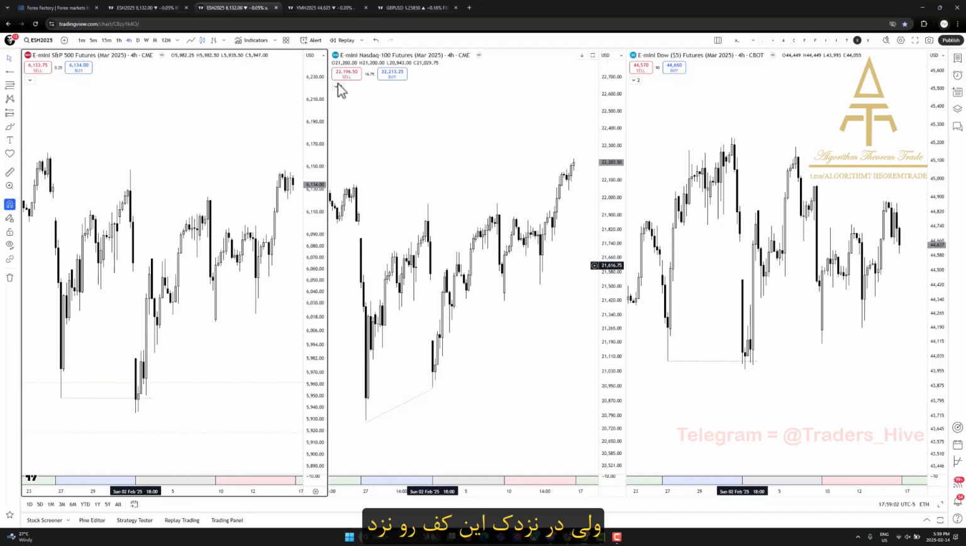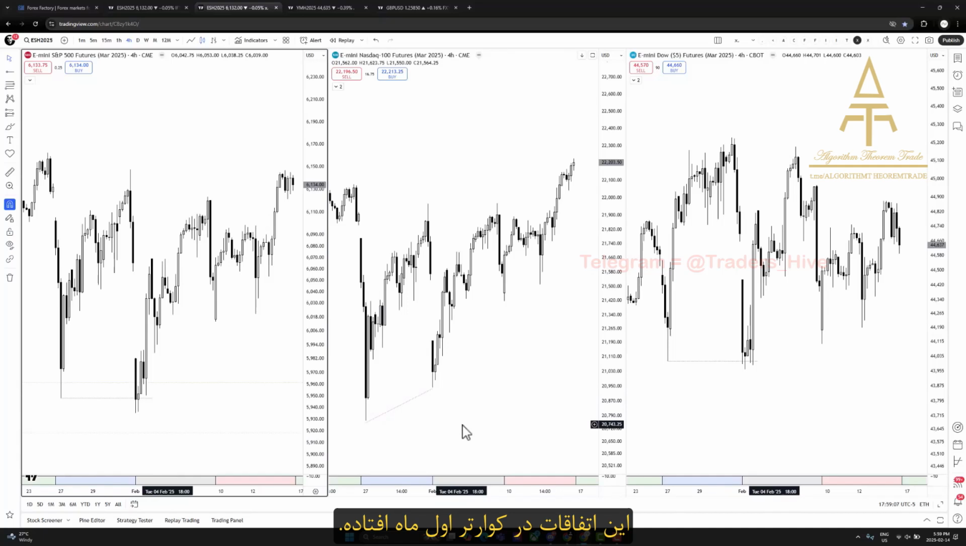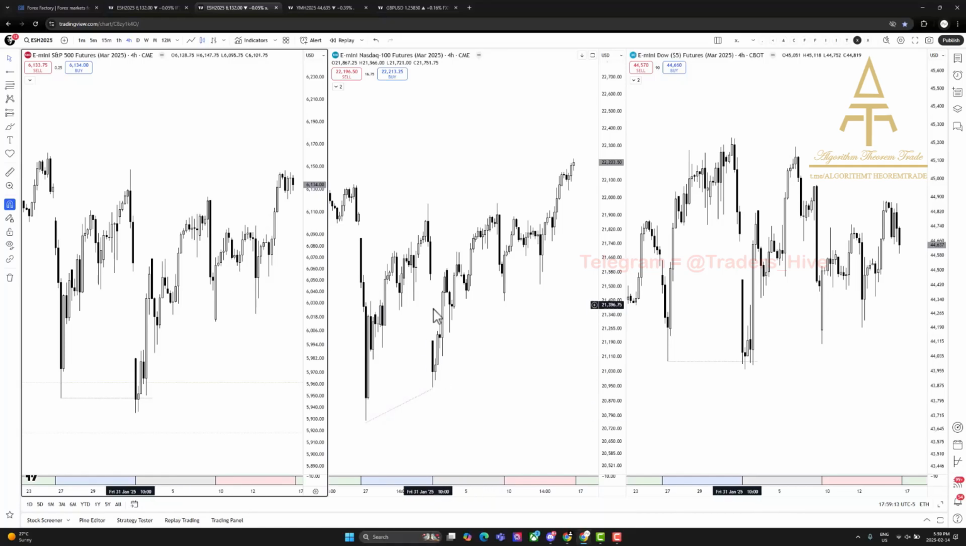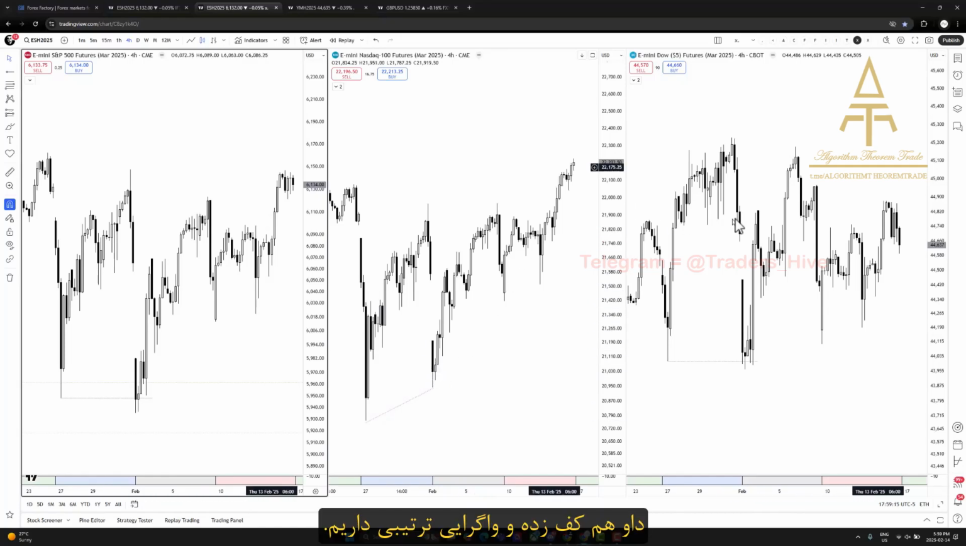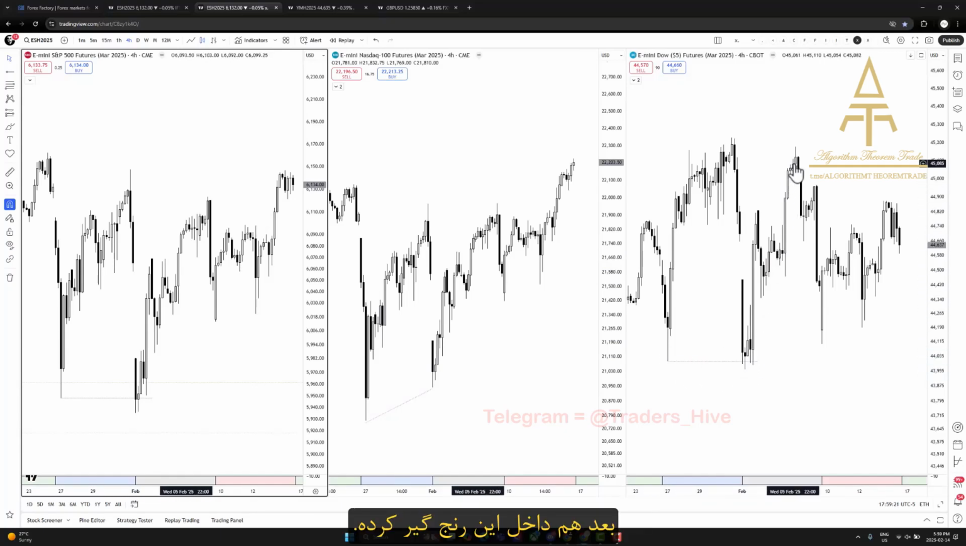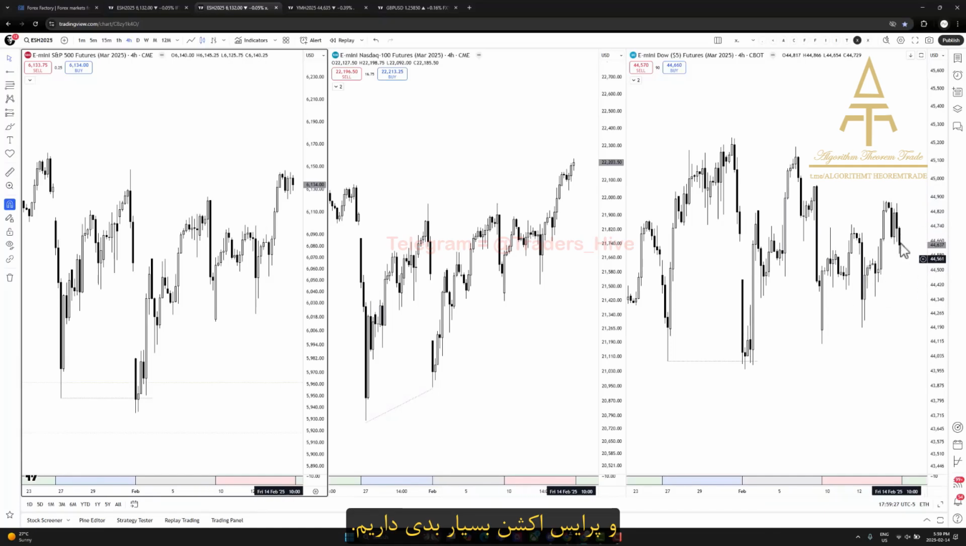And here, for the NASDAQ, you can see that we failed to take this low out during this first quarter of the month. Price traded higher. Here, we took this low out, sequential SMT, and then price traded higher again. But it did stay within this range, and you can see that this is extremely low probability price action.